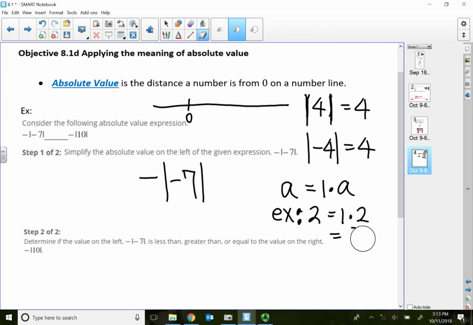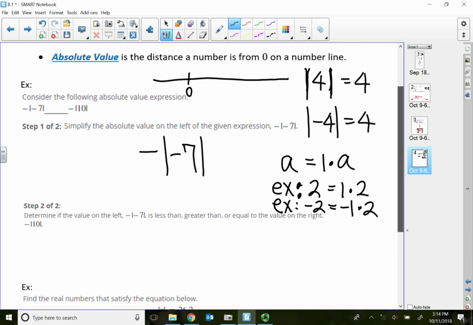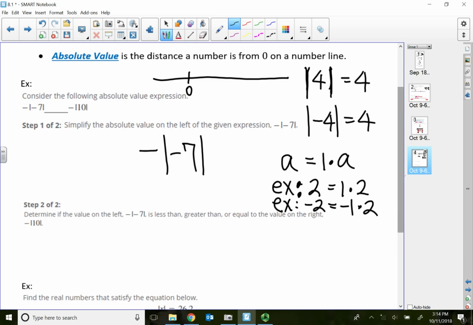So the reason why I'm mentioning this right now is, what happens if I have a negative number? A negative number means -1 times that number, and you can actually think of it this way. In the negative absolute value of -7, between the negative sign and the absolute value sign, there's actually a 1 times right here. So this problem is actually being viewed as -1 times the absolute value of 7.